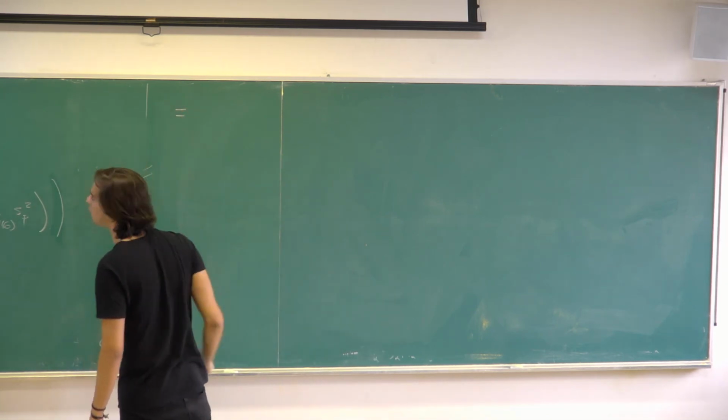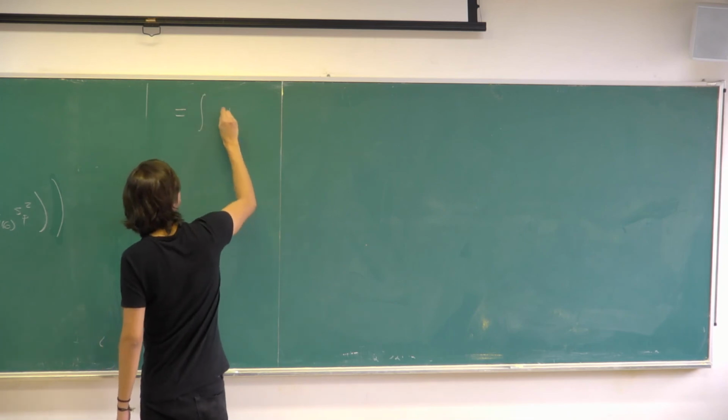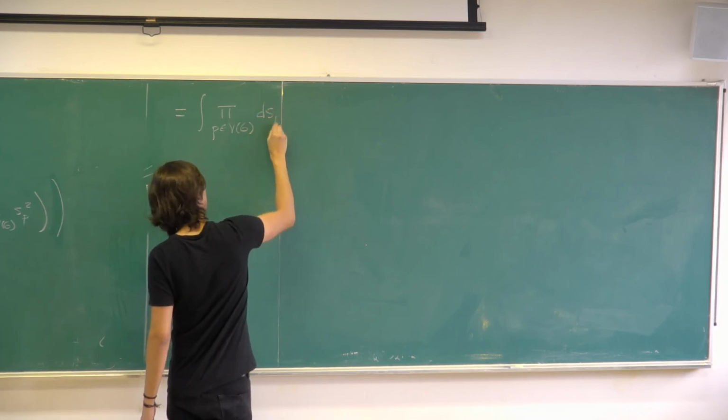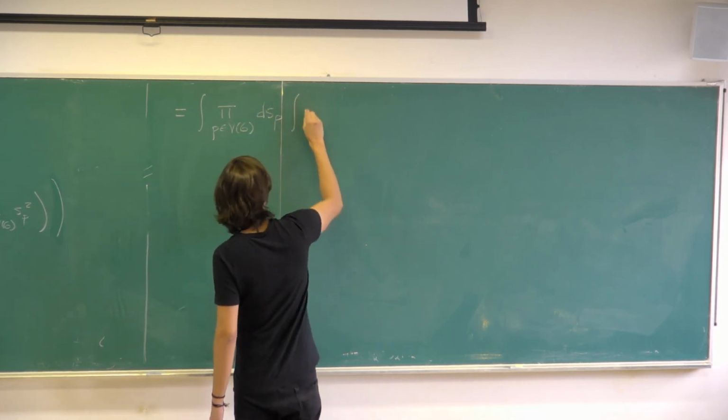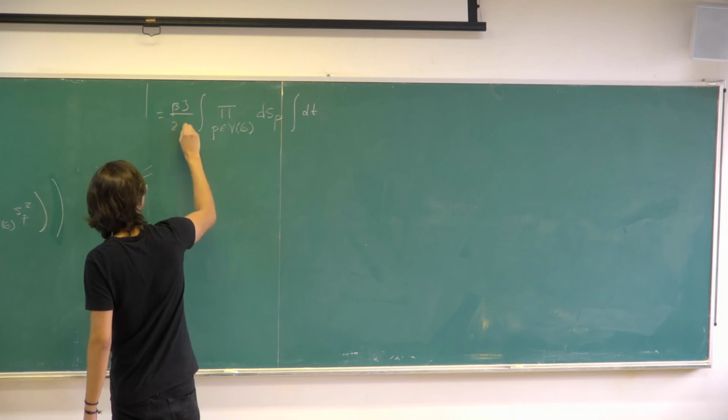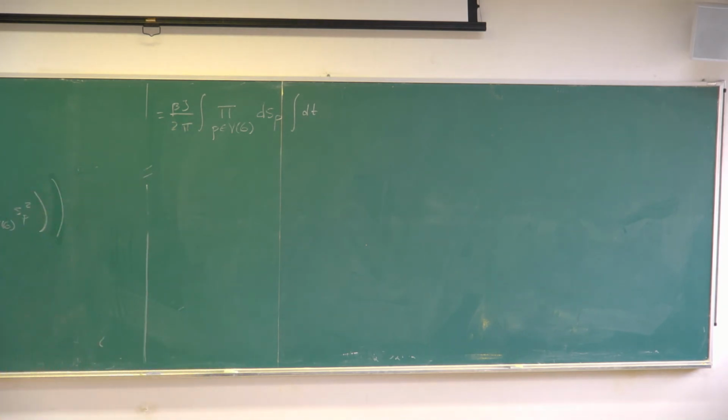So the partition function equals the integral, or the product, over p in VG of ds_p, and then an integral over dt, with an overall factor of beta J divided by 2 pi. What's VG? VG is the set of all vertices of the graph. Here I have some graph, just points p, q, r, s, and at each vertex I have some spin, which is some real number. So it's a vector, but it only points in the vertical direction.